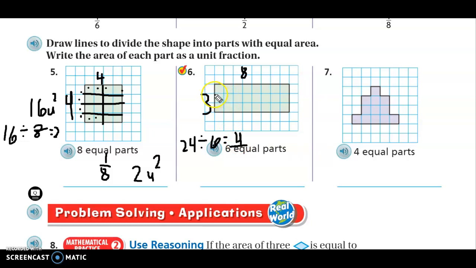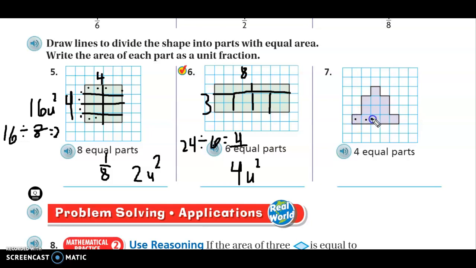So like I did before, if I come across here, and once again, yours may look different, as long as there are 4 in each part, there's 4 here, 4 here, 4 here, 4 here, 4 up top, and 4 up top. So what is the area of each part? 4 units squared.